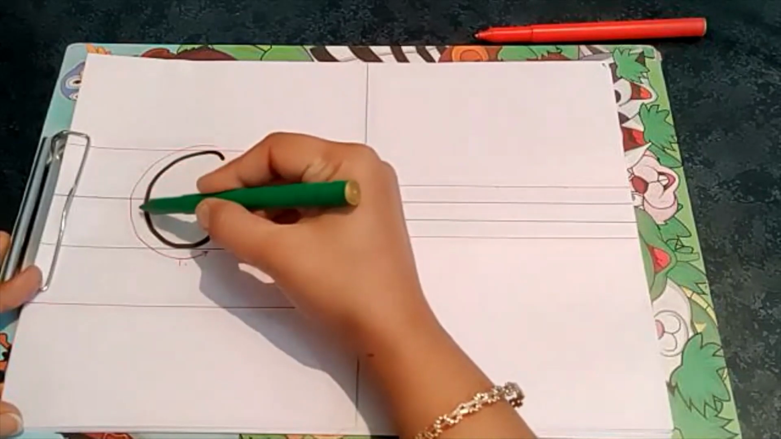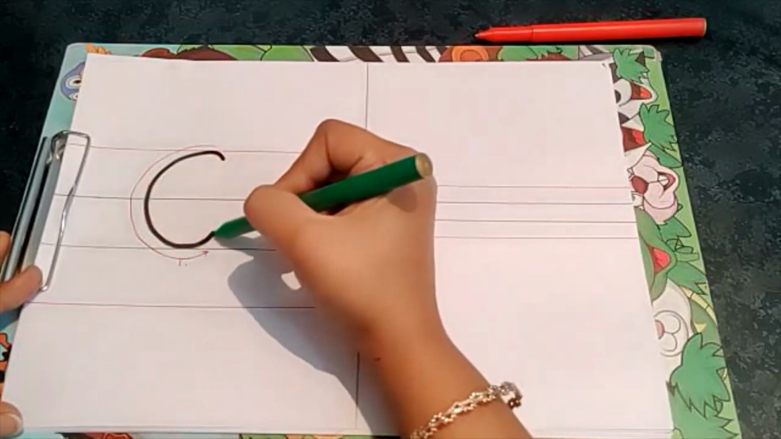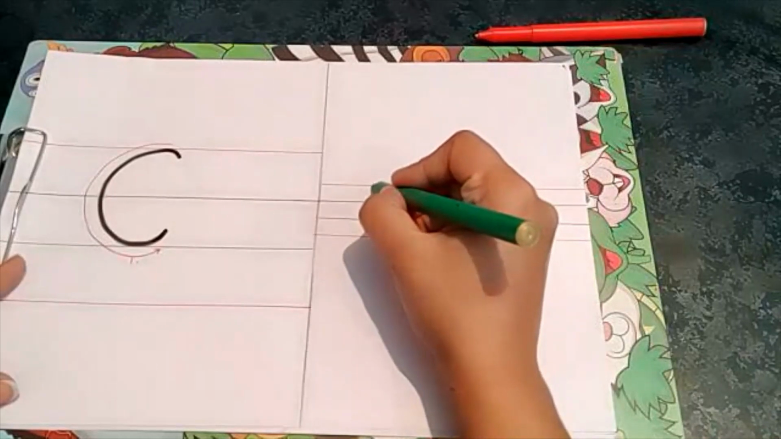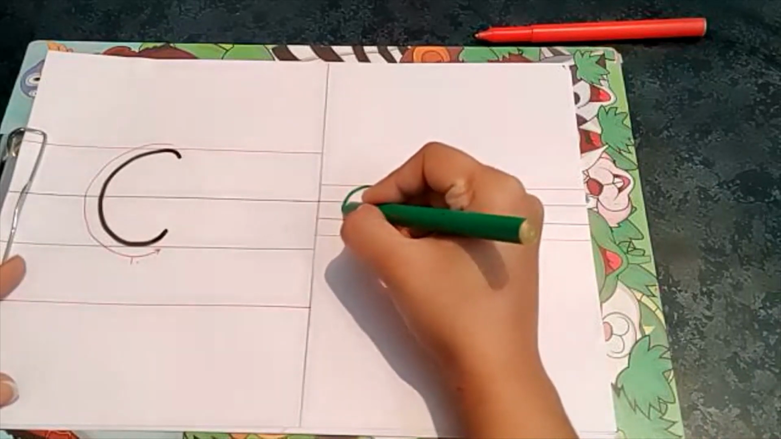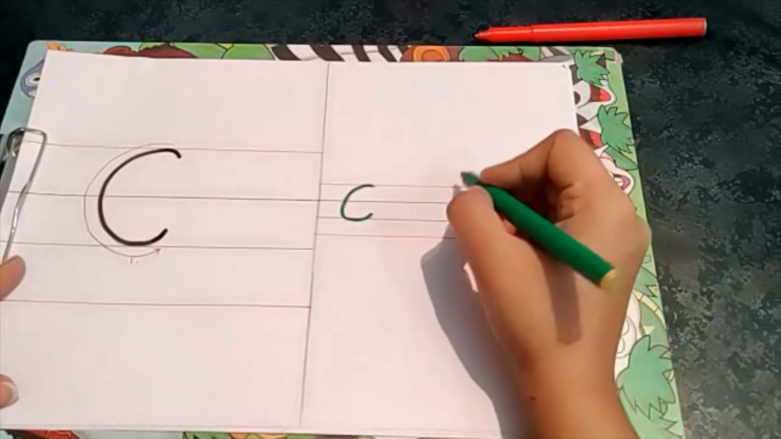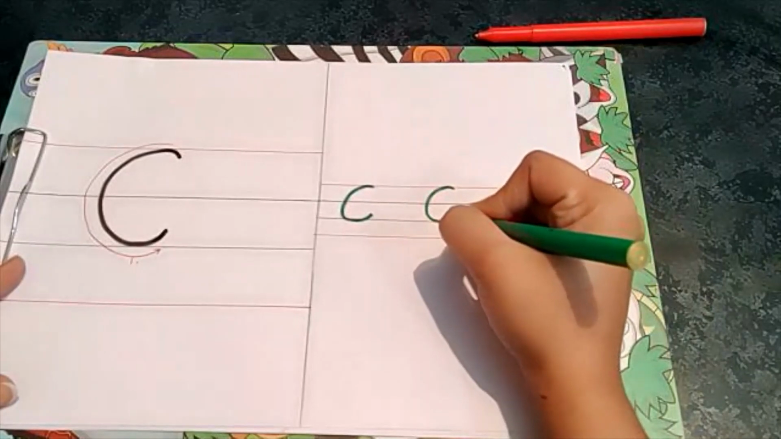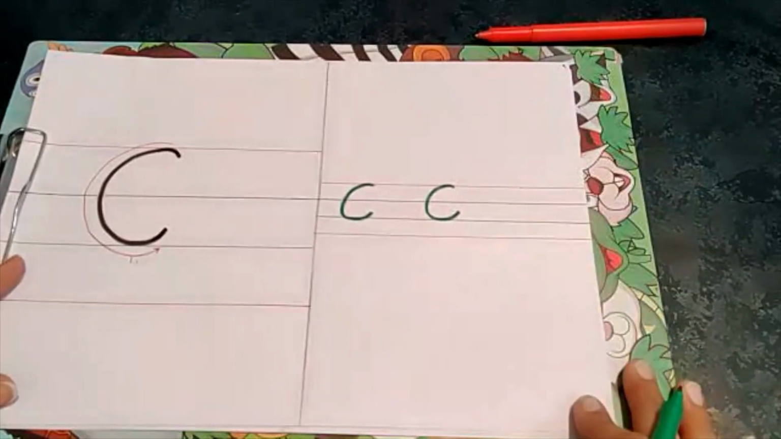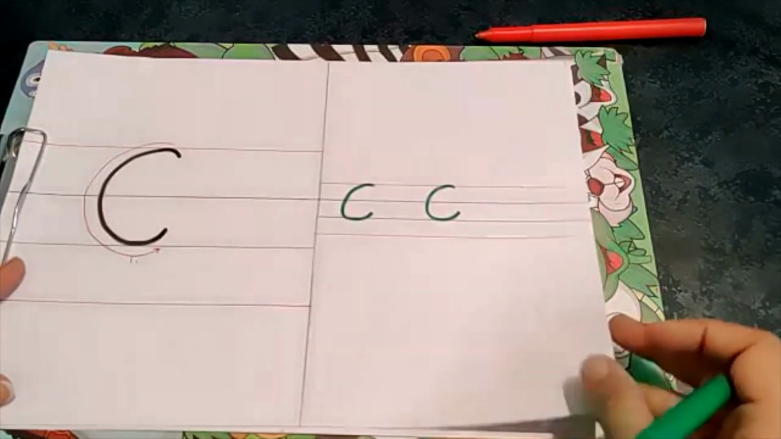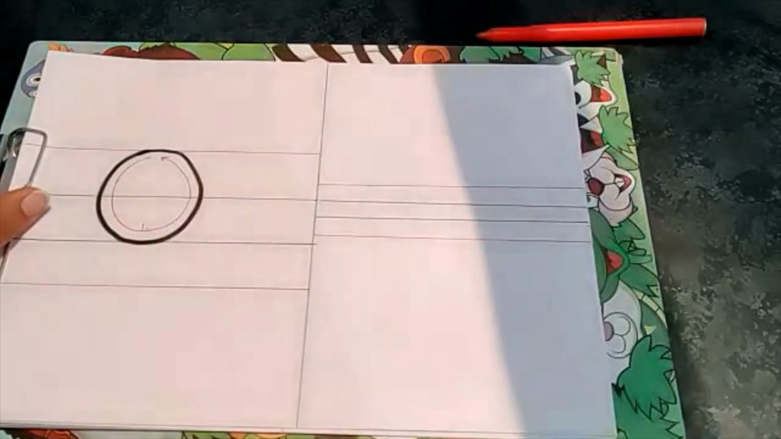It is a curve like this, from upwards to downwards. Let's try it. A curve from upwards to downwards. Let's try it one more time. A curve from upwards to downwards. Letter C. C for cat. C for cow. Next letter is letter O.